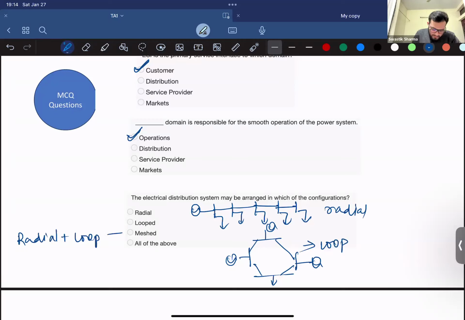So can anyone tell me, what kind of configuration can a distribution system have, based on these three options? Most of the radial type distribution systems. So it's mostly radial type, but it has loop as well as meshed as well. So it's all of the above.